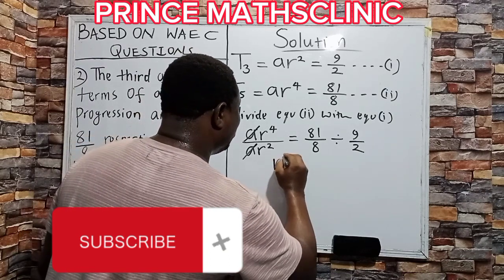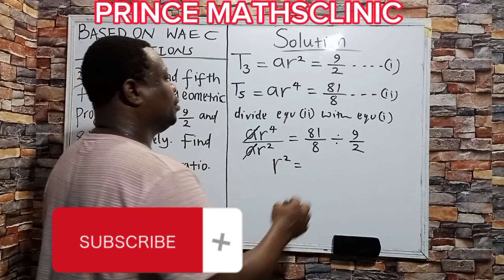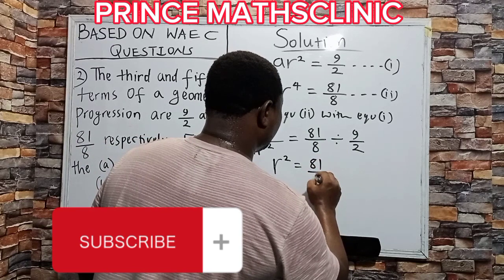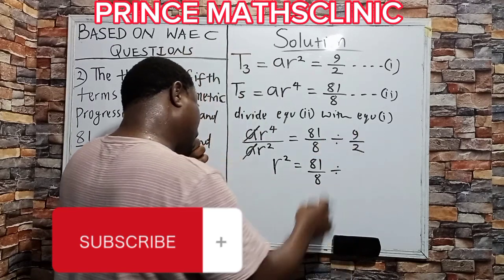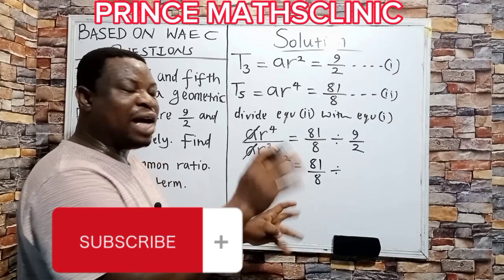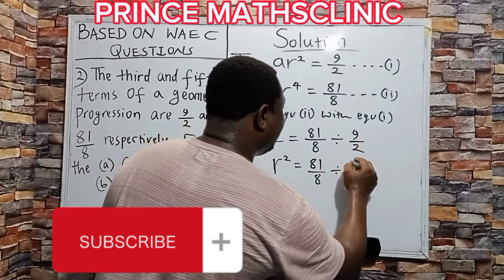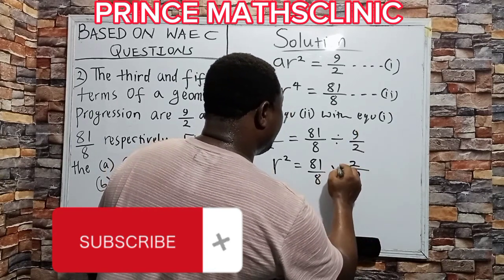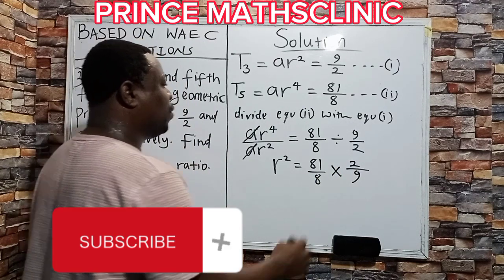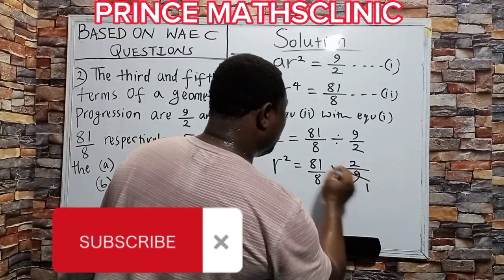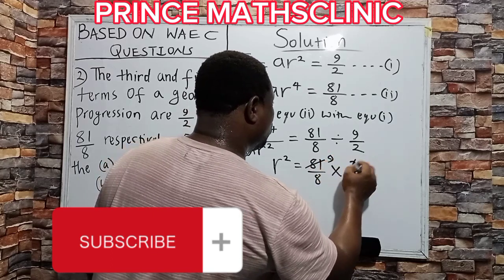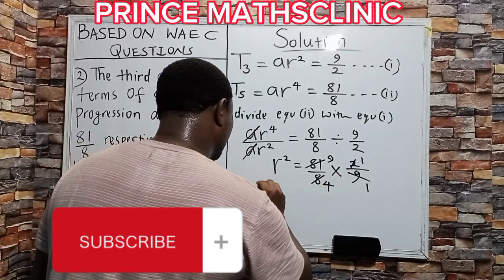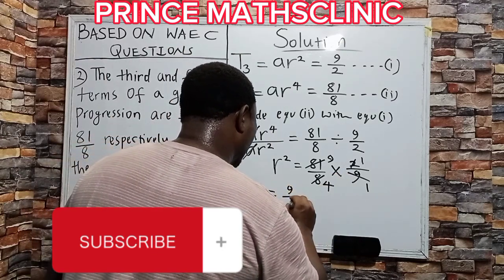So you can say r squared equals, now when division turns to multiplication, the second term will be inverted, such that my denominator becomes my numerator and my numerator becomes my denominator under multiplication. Therefore, 9 can go in 81 9 times, 2 can go in 8 4 times. So I have my r squared to become 9 over 4.